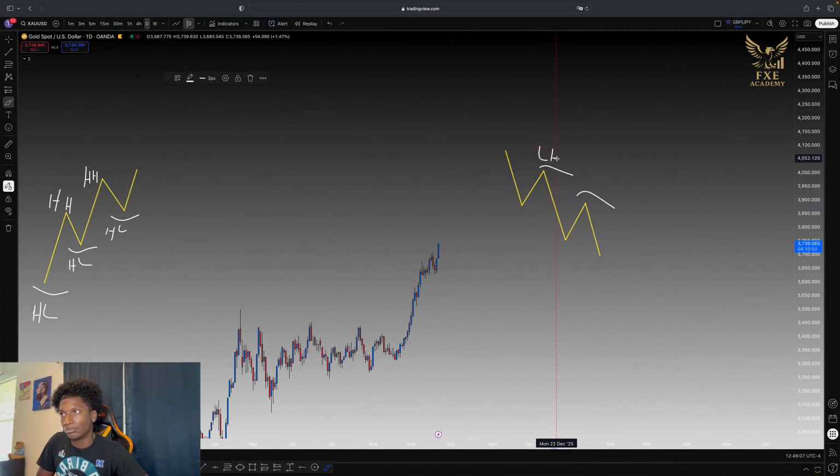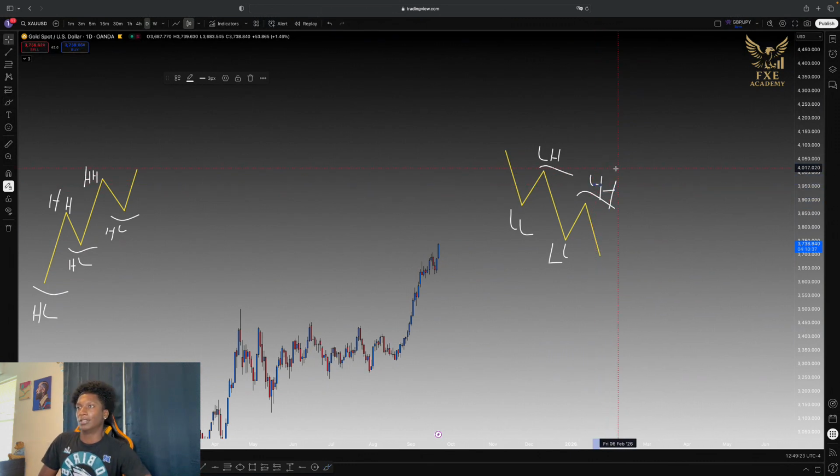This high is lower than the previous high. This high is lower than the previous high. And these are all lower lows at the bottom because price is getting pushed downwards. Lower high. Now, just to reiterate, these are these 2 trends right here, right?